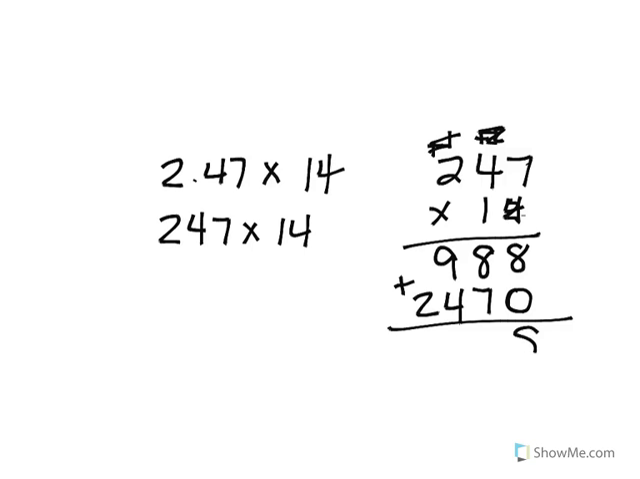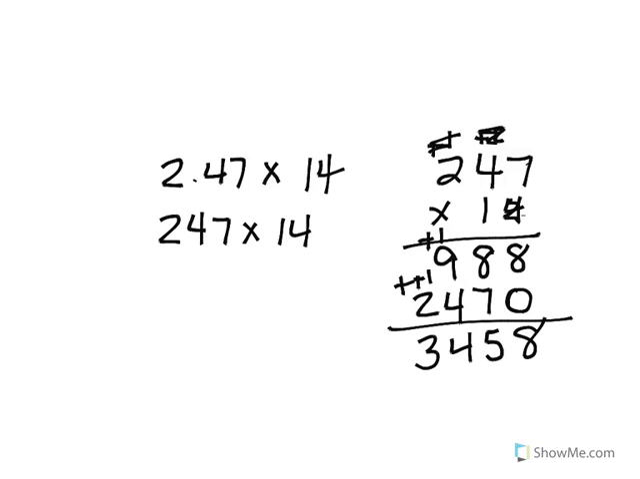And I'm going to add it up. Okay, 8 plus 0 is 8. 8 plus 7 would be 15. Carry my 1. 9 plus 1 is 10. Plus 4 is 14. Carry my 1. And 2 plus 1 is 3. So my answer is not 3,458.